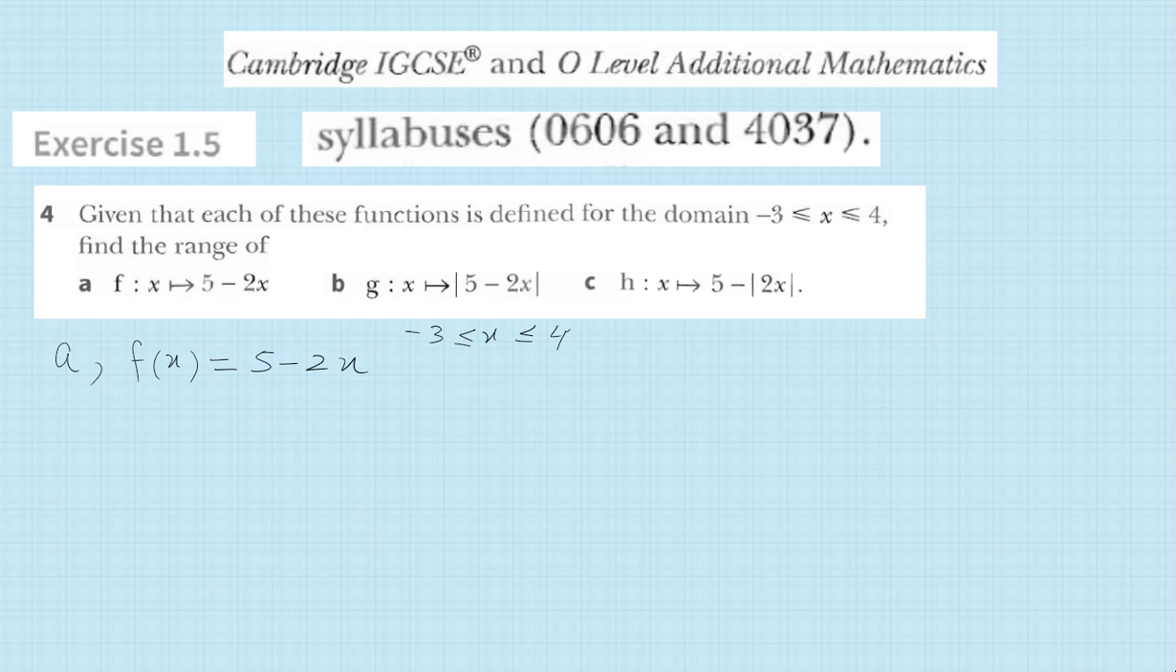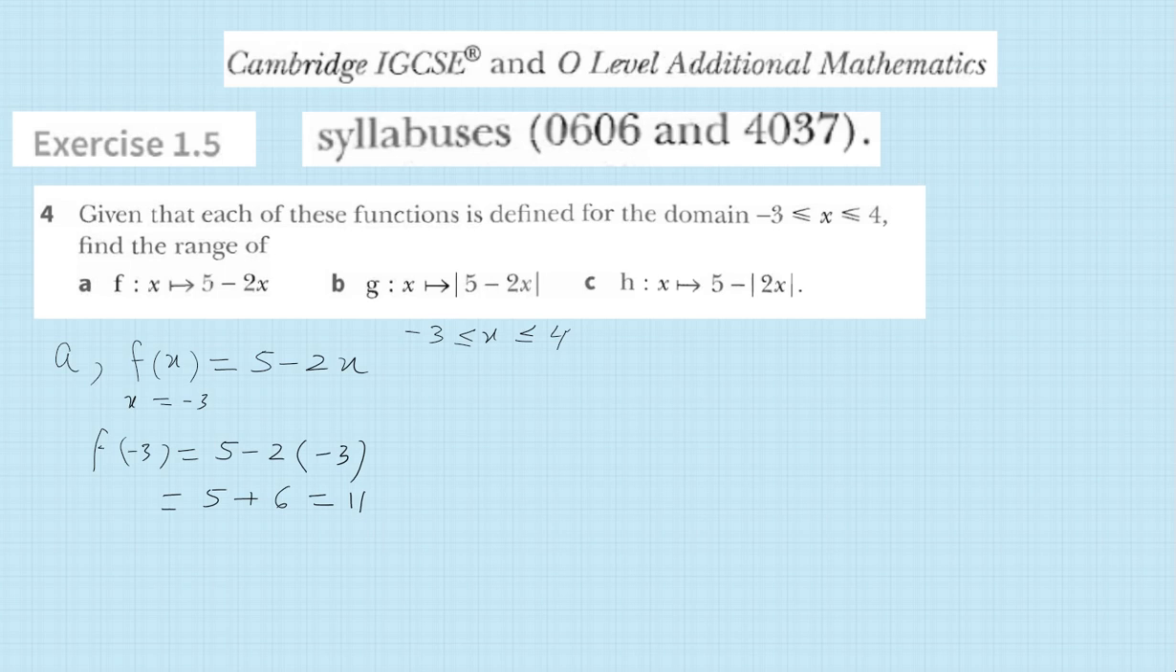Just put, first we have to put the smallest value of the domain, like x is minus 3, so we have to take x equals minus 3. So find f of minus 3, which is 5 minus 2 multiplied by minus 3. Minus multiplied by minus is plus, 2 times 3 is 6, 5 plus 6 is 11. So when we put minus 3 in the function, we get 11.